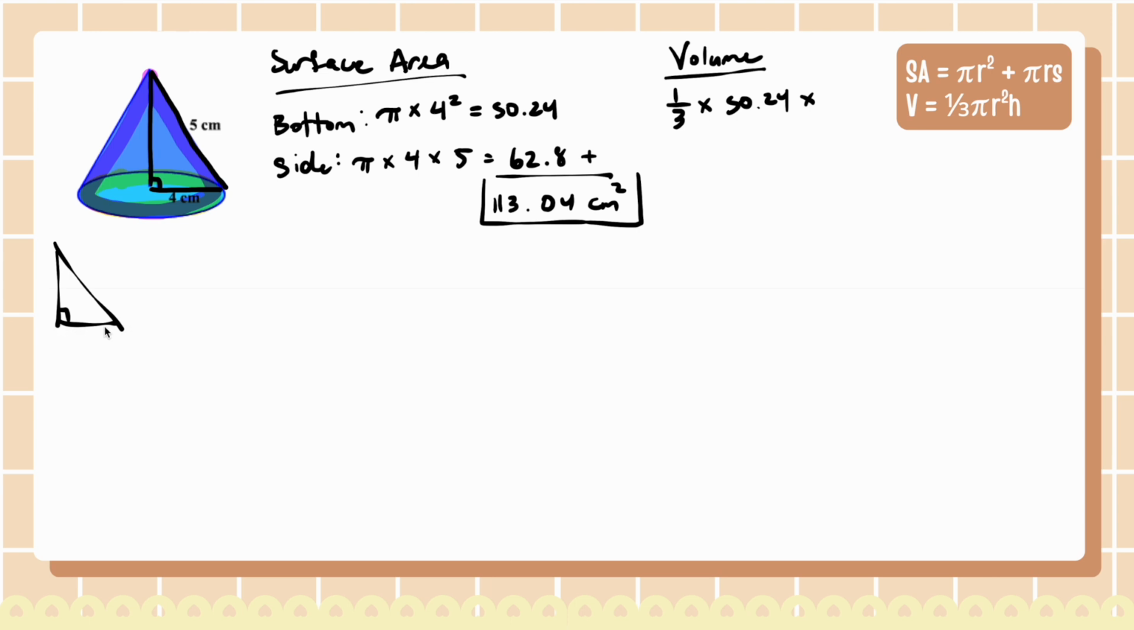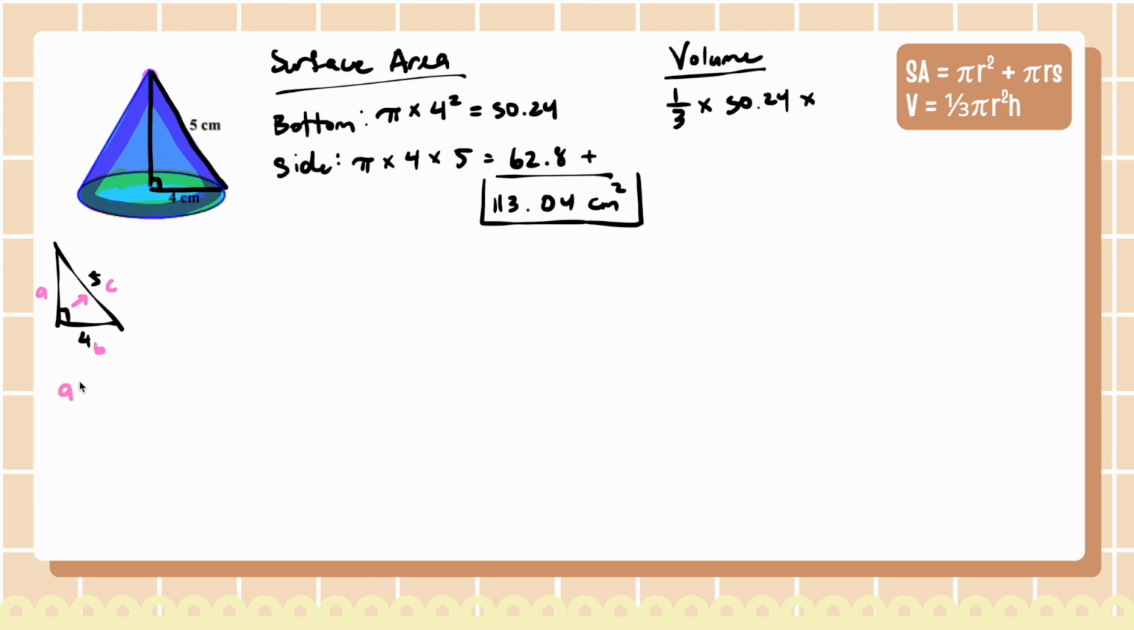So I know that this part down here is going to be 4. This part right here, the slanted side, is going to be 5. And this vertical part is what we're trying to solve for. So to solve for this missing side length, we're going to need to use the Pythagorean theorem. So let me start by labeling each of my sides, A, B, and C. Across from my right angle is going to be my C. And we can just say that this is A, this is B. It doesn't really matter. So I'm going to plug it into A squared plus B squared equals C squared.